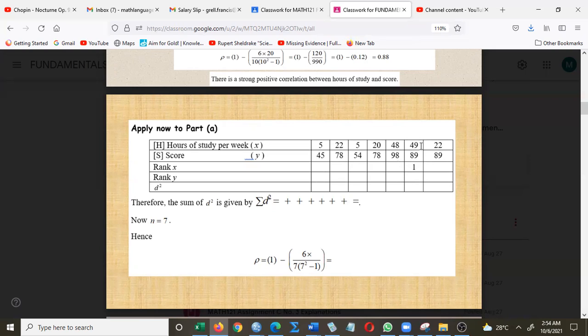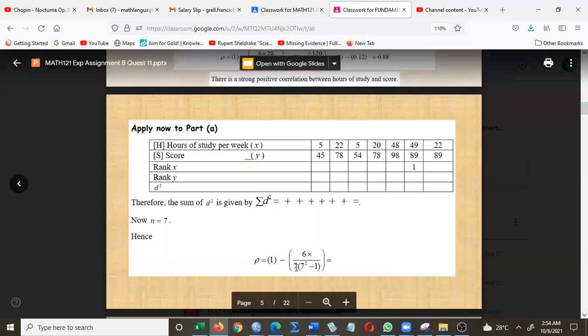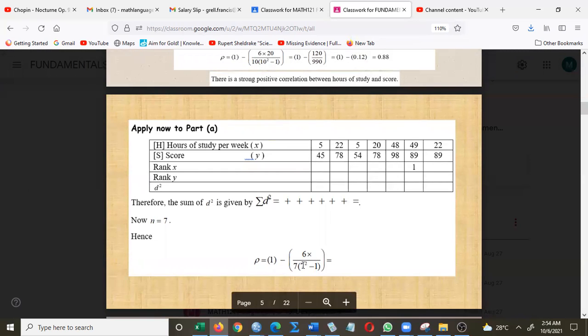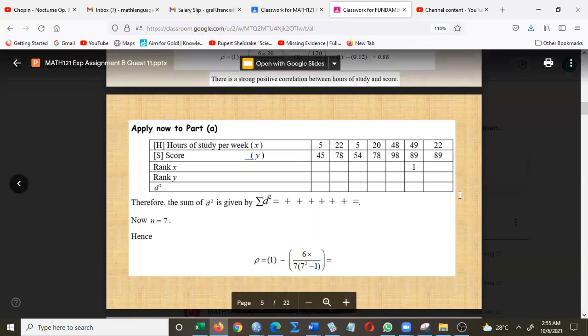Now let's look at N. 1, 2, 3, 4, 5, 6, 7. So N is 7. That's where the formula helps you already. N is 7: 7, open bracket, 7 squared minus 1. 6 times, so what you need to get is the sum of these d squares. So you have to continue ranking, subtract and square, and then add to get the sum of these squares, and then apply it to number 11, part A.